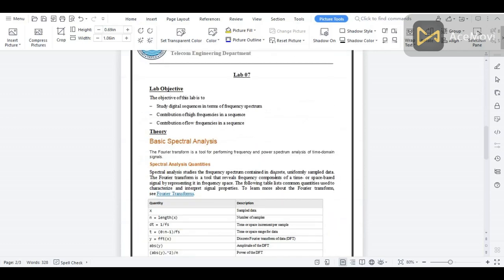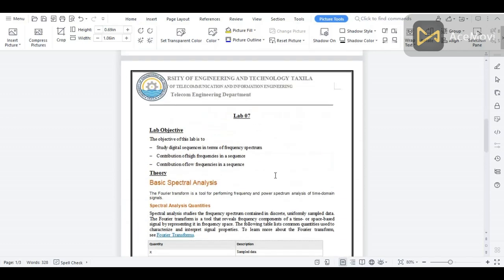In task number 1, the basic objective of this task is to study digital sequences in terms of frequency spectrum, the contribution of high frequencies and the contribution of low frequencies. We will check both cases, low frequencies and high frequencies.